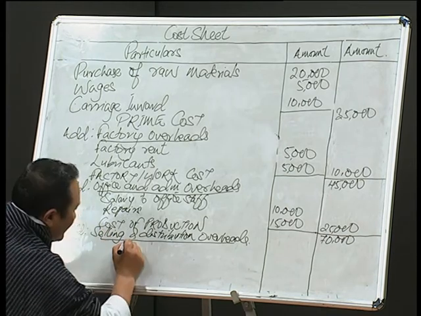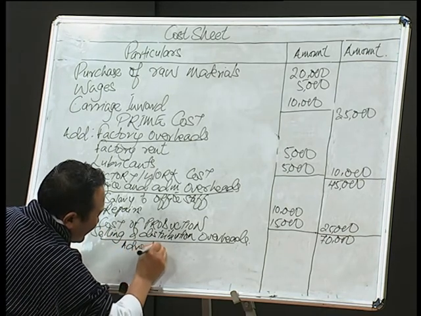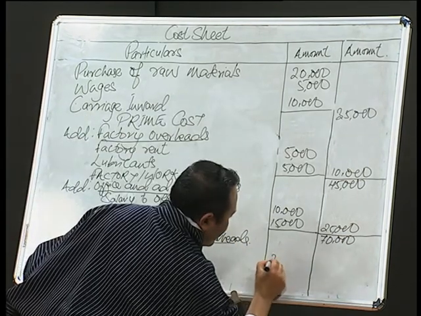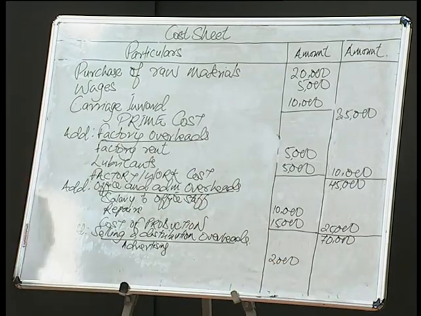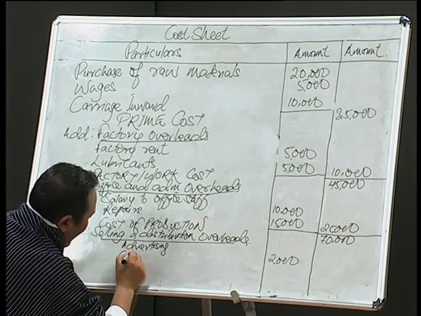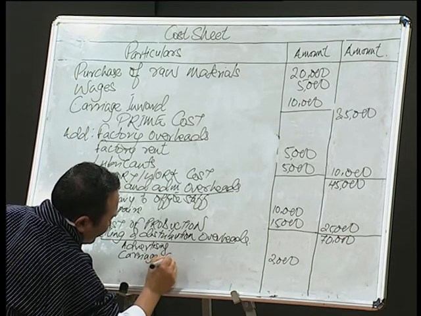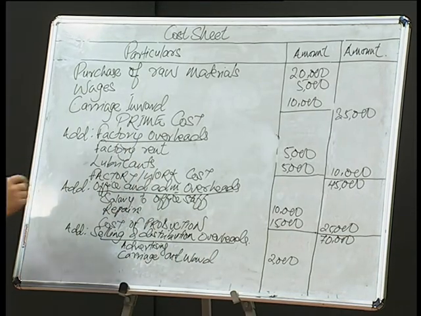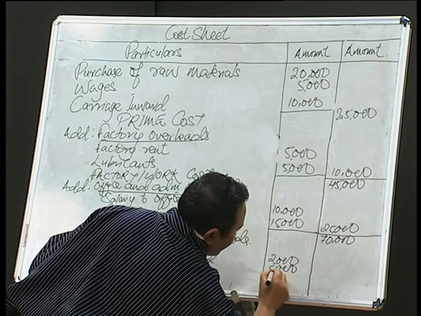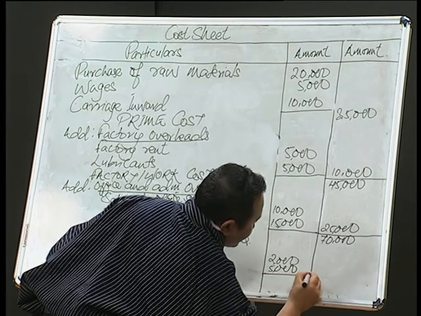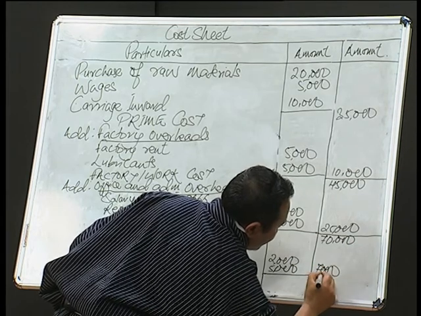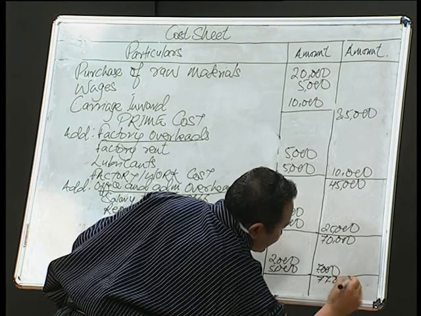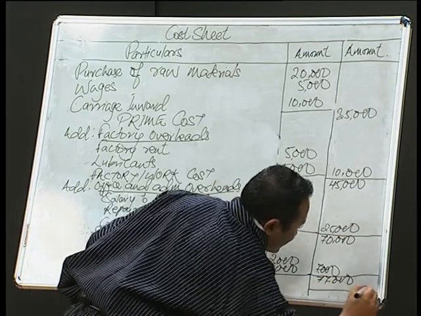They are advertising. Okay, we have advertising. The amount given is 2,000. At the same time we have carriage outward. The amount given is 5,000. Together it is 7,000. So which means now we got the total of how much? 77,000.